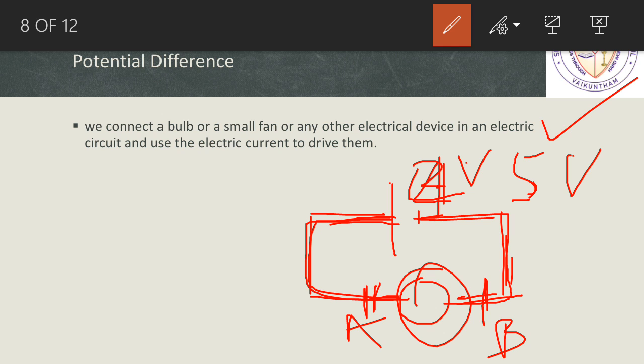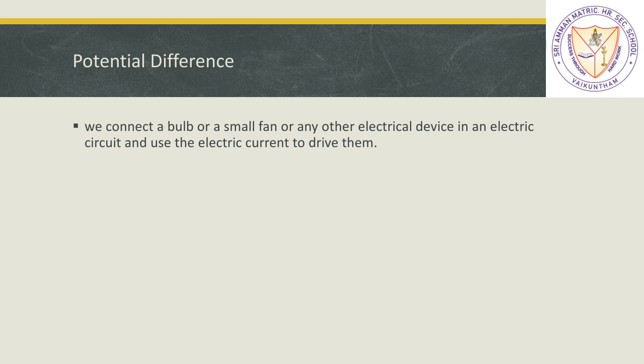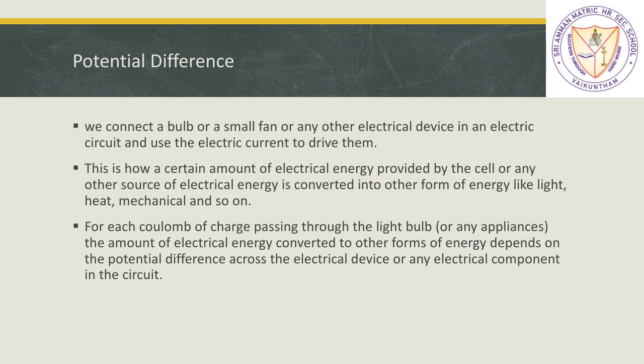So the more the potential difference, the more the brightness. At one point it will reach its saturation level and the bulb may burst out. So that is what they are saying. For each coulomb of charge passing through the light bulb, the amount of electrical energy converted into other forms of energy, here light, depends on the potential difference across the electrical device or component. The potential difference is represented by the capital letter V.